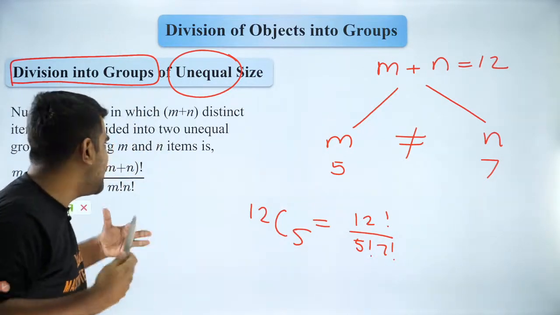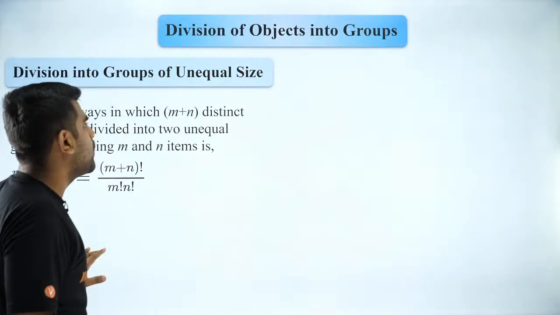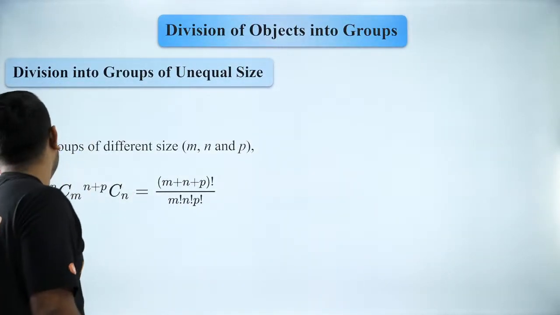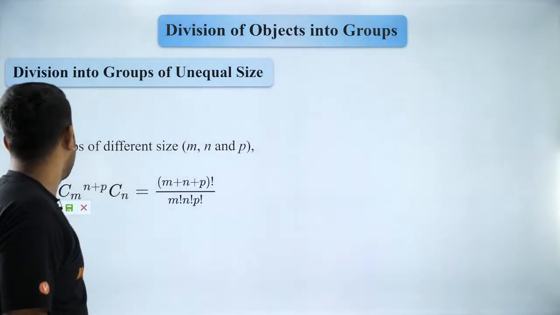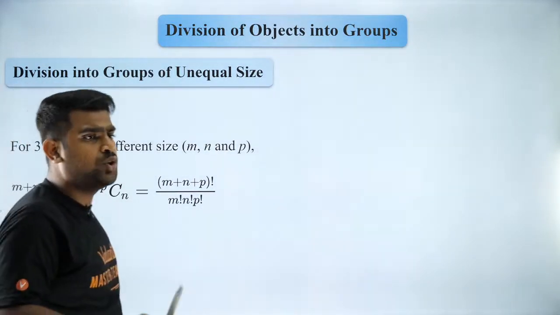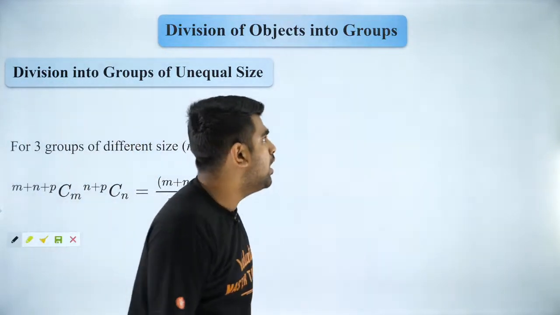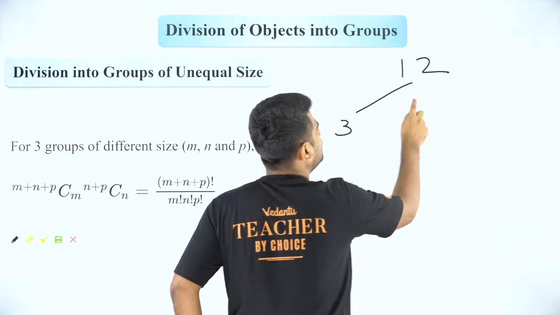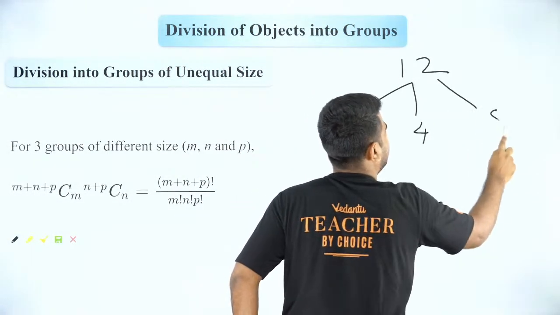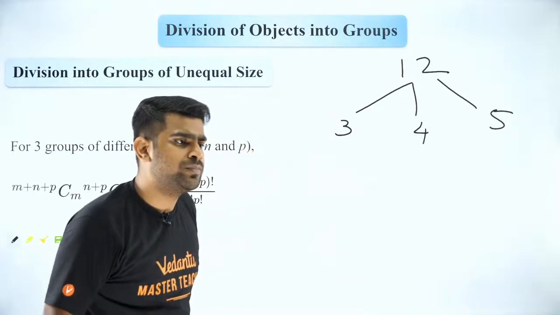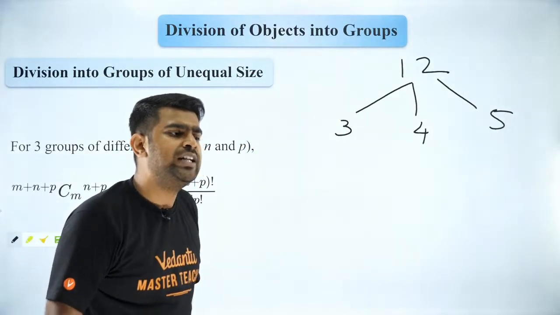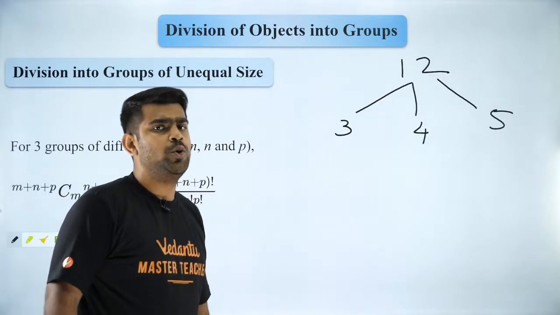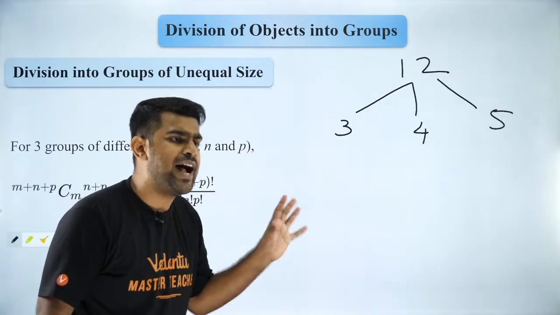Everybody fine? Now let's try to solve some questions based on it. But before that, what if I want to divide into 3 groups? Sir, you told how to divide into 2 groups. That is fine. But the same 12 objects, let's say if I want to divide into 3, 4 and 5. How can I do it? Yes, Kiran, you can absolutely do it. You are right. You can do that also.